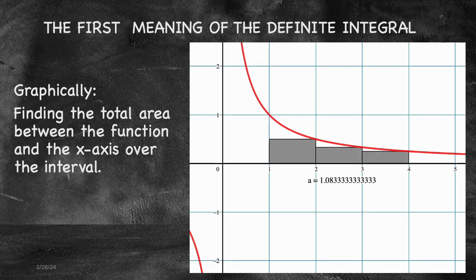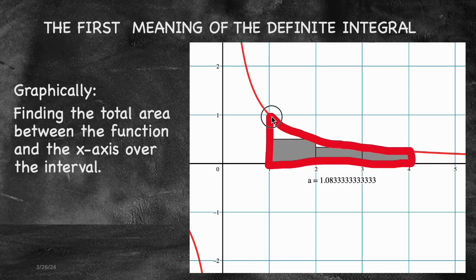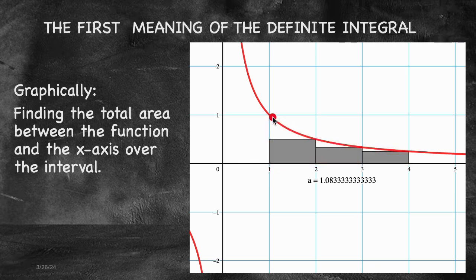Let's first look at the meaning of a definite integral in terms of the graph. So we have our function here in red, and here's the x-axis. Let's say we want to find the area under the function and over the x-axis, so between the function and the x-axis. Now we don't have a geometric formula for this shape. We have formulas for circles and squares and triangles, but not for that shape. So we're going to have to be creative.